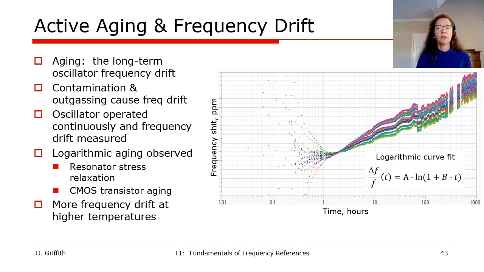An example plot is shown to the right, where the frequency drift is plotted on the y-axis versus time in hours on a log scale on the x-axis, and it's measured while the oscillator was enabled continuously. We see logarithmic aging that happens, which indicates that it could be stress relaxation in the resonator and also CMOS transistor aging. Typically, more frequency drift is seen at higher temperatures, and the important point here is that the frequency drift has to be quantified and included in the total error budget for any frequency reference where the accuracy is important.